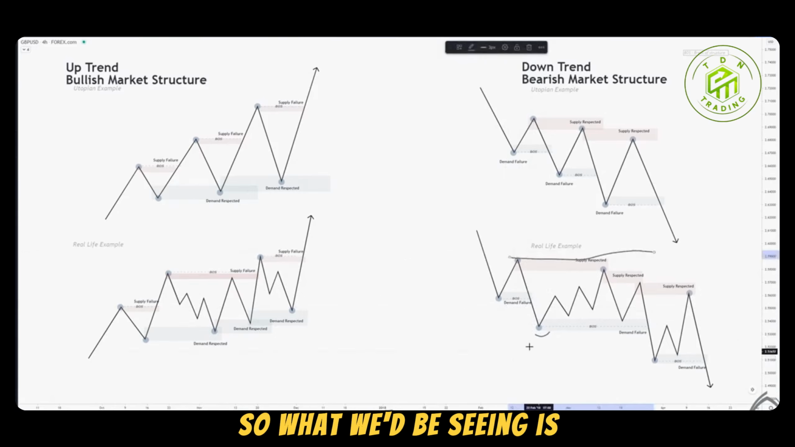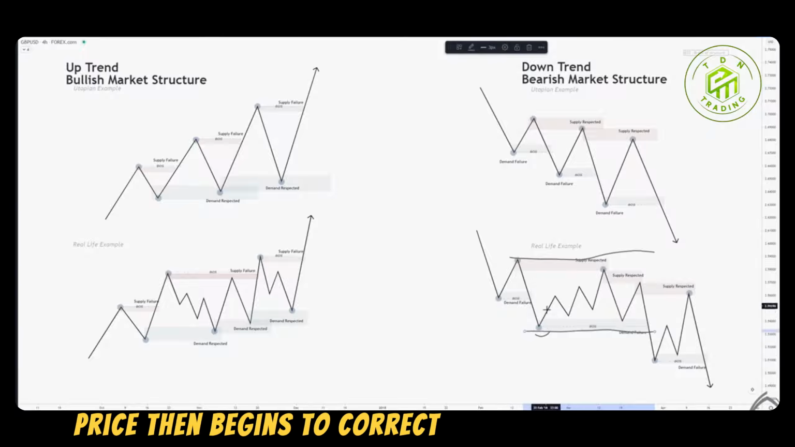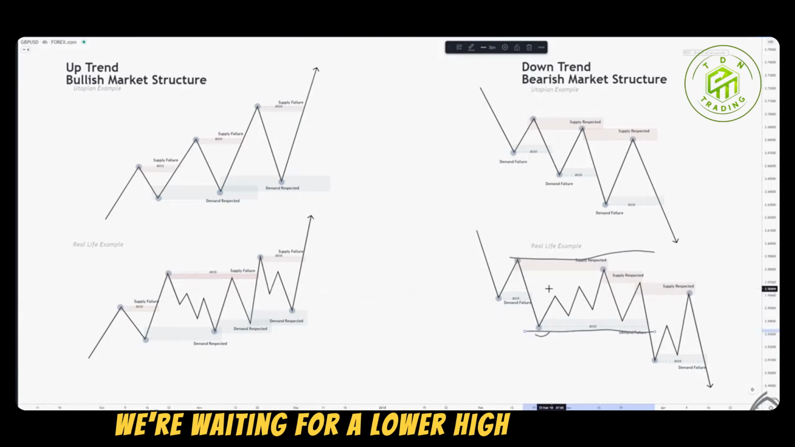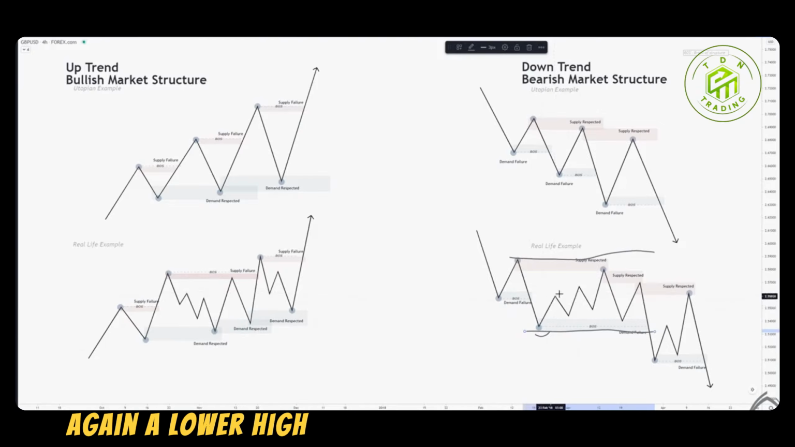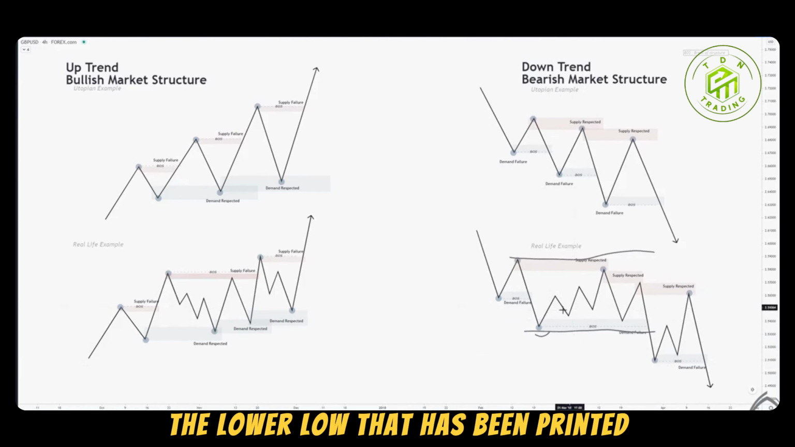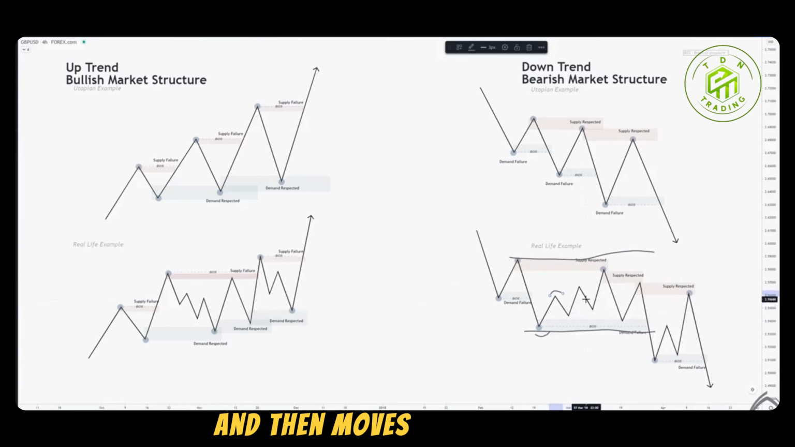So what we'd be seeing is price operating between this range. Price then begins to correct or move to the upside. And what we're doing now is we're waiting for a lower high to be printed. Again, a lower high is only confirmed once we break the lower low that has been printed. So what we can see is price creates a lower high, or what we think is a lower high, and then moves to the upside.